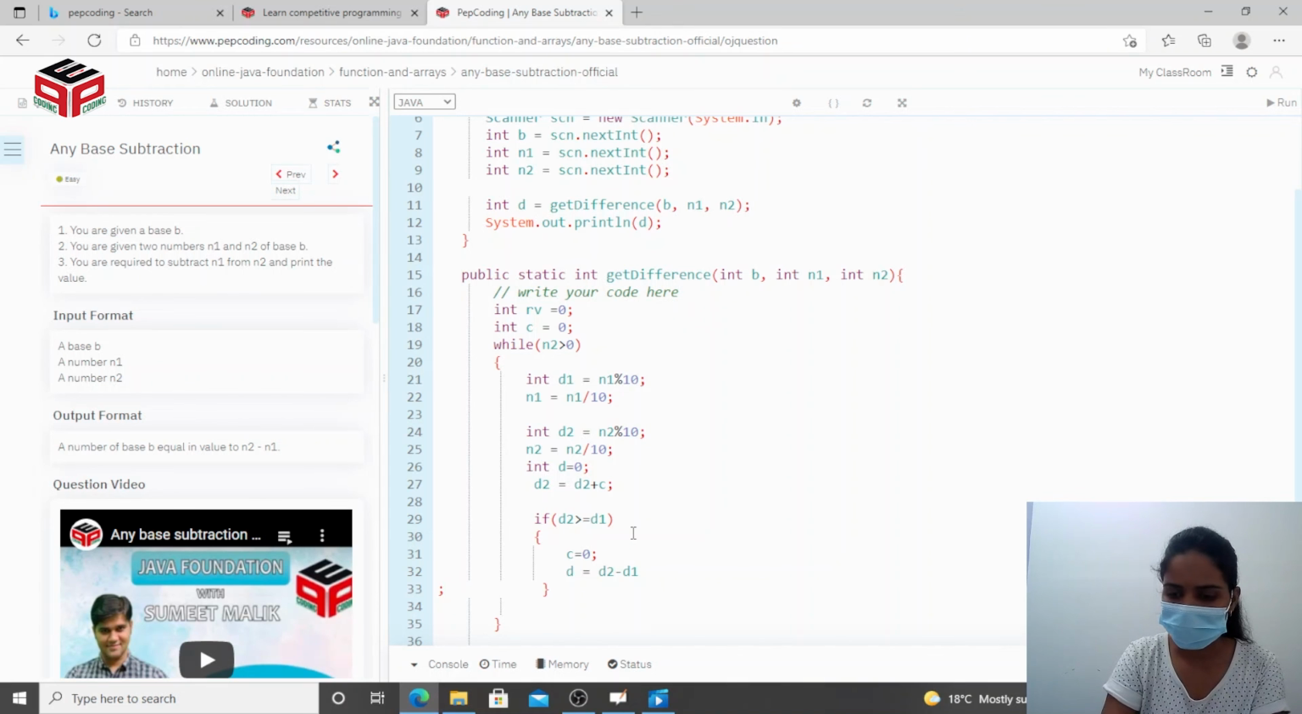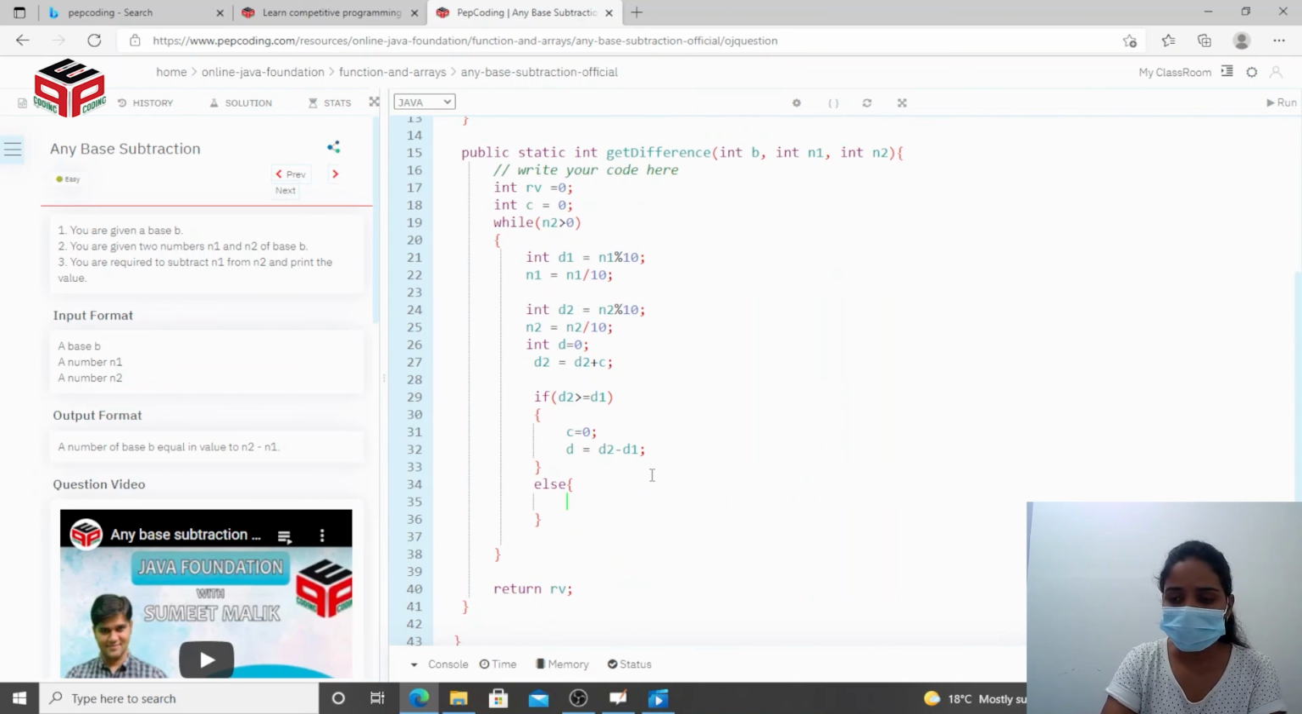Hope you are getting the concept. If D2 is not greater than D1, what do I have to do? I have to add the carry of -1. The carry will become -1. Our D will become D2 plus base. Our carry will become -1 for the previous digit, and I have to add a base to my D2. D2 minus D1. Hope you are getting this concept here.